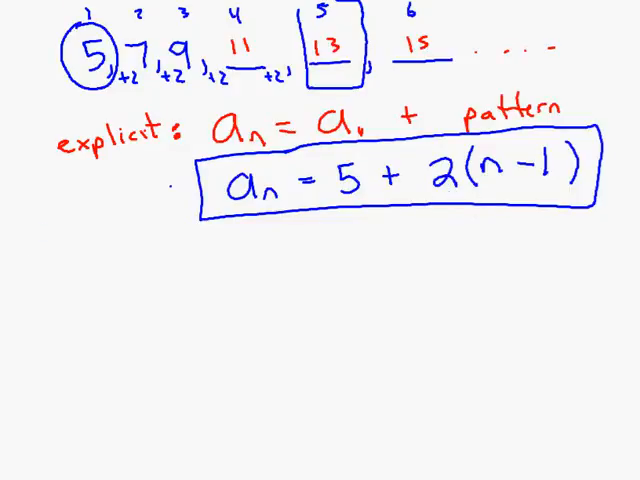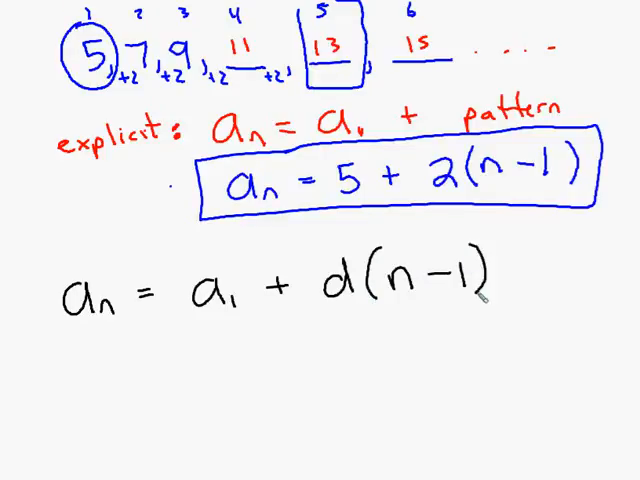Now luckily, in the case of repeated adding, whenever we have repeated adding or subtracting, they all have this form. A sub n equals a sub 1, sub meaning subscript, plus d, I'll tell you what that is in a minute, times n minus 1. They all have the same setup. This d represents what's called the common difference. That means whatever I'm adding or subtracting is my common difference.